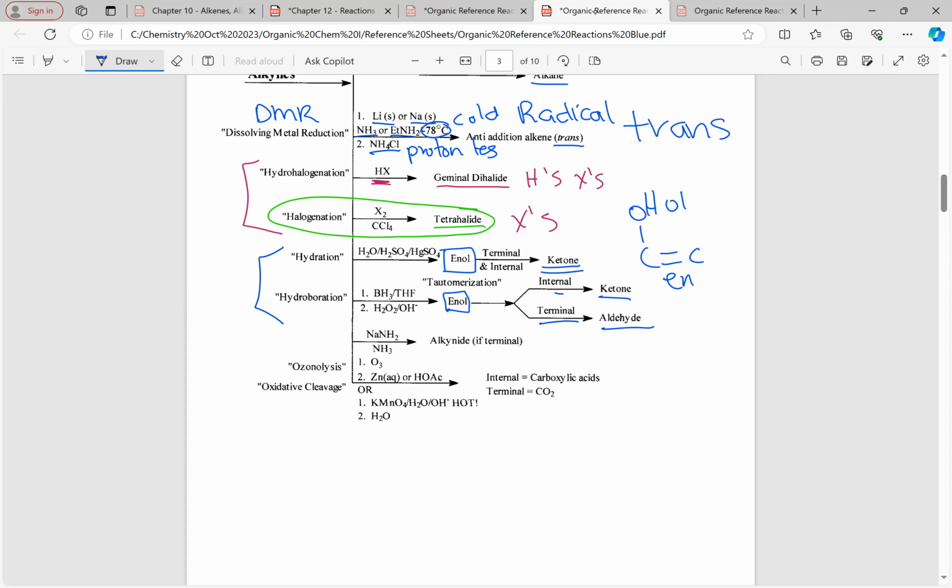All right, and that finishes this little lecture on putting alcohols on the pi bonds, and in the end, on the alkynes, it turns into a carbonyl.